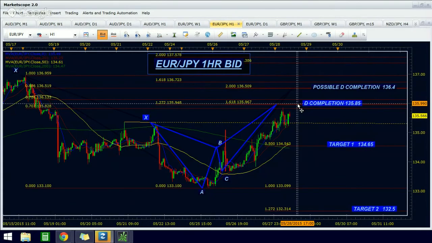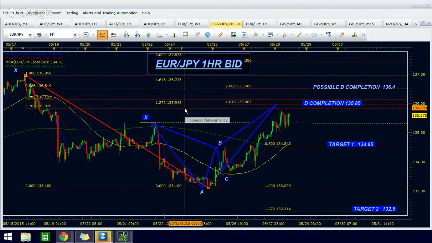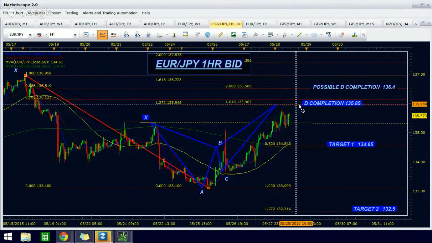Okay, so our targets here are 135.65, the 50% retracement from the AD swing. Our target 2 is 132.50, the 1272 retracement from the AD swing as well. A failure of this pattern will be a closed candle, not above this 707, but above our 1272, where we have the nice convergence. So anything above 135.948 would invalidate this pattern, guys.